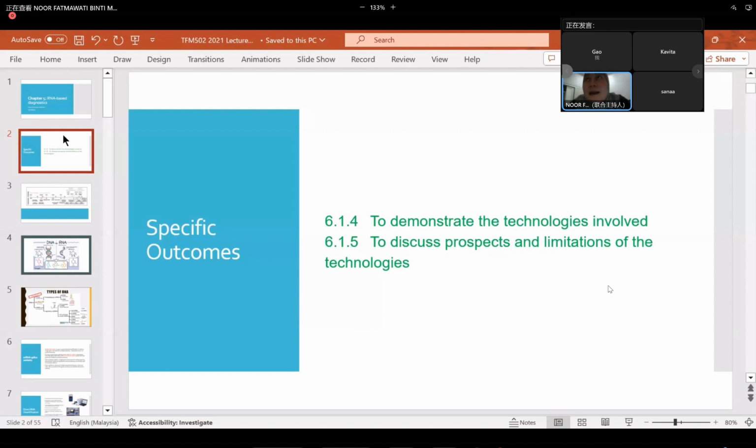But anyway, I don't think this year I want to create an exam question on the prospects and limitations. So just have a read for your own knowledge. The exam will not be covering this one. It's just for your knowledge. The exam is more on the ones that we discussed much earlier.